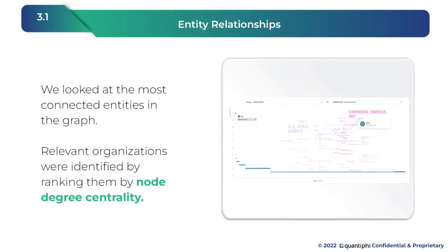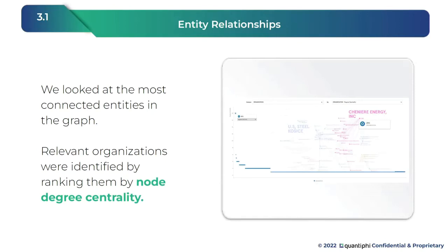One of the main things, once we understood the entity relationship, we looked at the most connected entities in the graph. And the number of connections, each entity, the number of lines that went through each node, which was termed as an entity. And then be able to have relevant organizations based on their node degree centrality. So for example, if we ranked them by the number of connections each node was able to drive when it came to identifying ESG related topics.